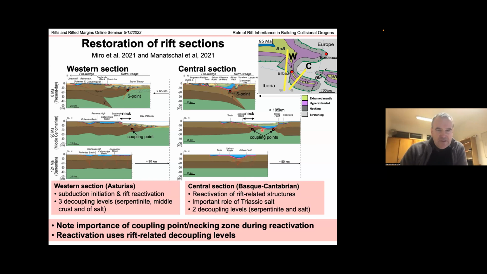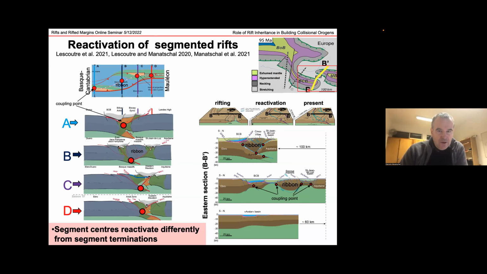Okay, let's go a little bit to the east. Now in the Basque-Cantabrian Basin, and this is the Mollo, so this is just the boundary between France and Spain. And what we get in there is a segmented hyperextended domain. And this section here shows a section that goes across these two basins.